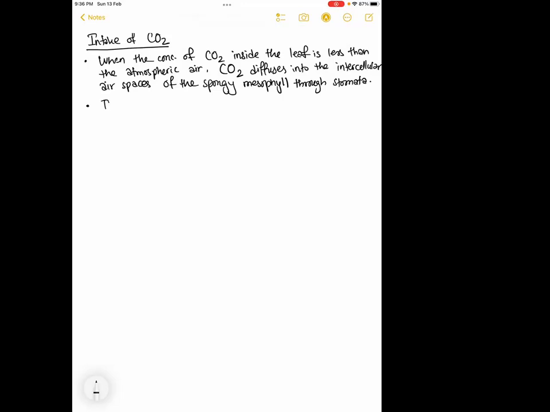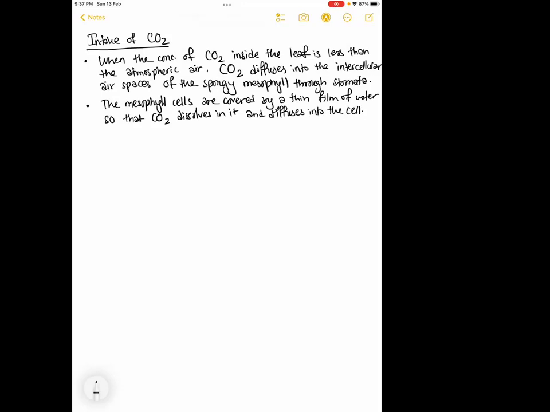Now the mesophyll cells are covered, like I said before, by a thin film of water. So that carbon dioxide dissolves in it and diffuses into the cell. Okay.